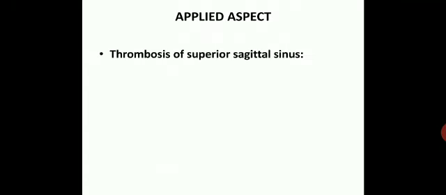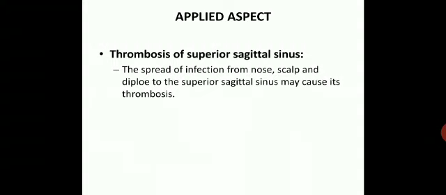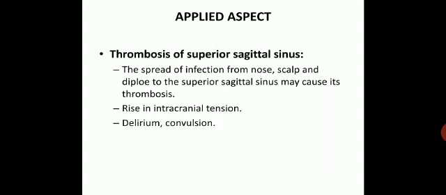Applied aspect: the thrombosis of the superior sagittal sinus. The spread of infection from the nose, scalp and diploe to the superior sagittal sinus may cause its thrombosis. There will be a rise in intracranial tension and there will be delirium and convulsion. The upper motor neuron type of paraplegia will be present.